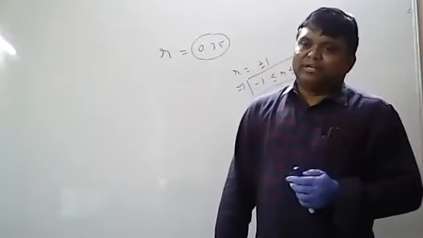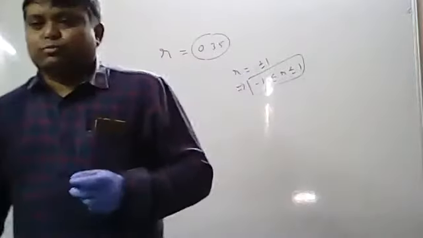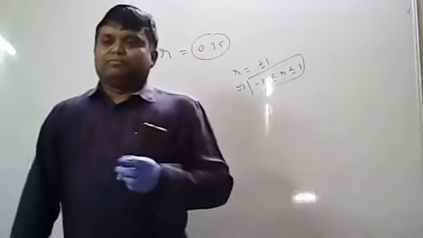Now property number 1 is completed. Proof is not required. Okay. Next, property number 2. Property number 2, proof is required. So write down the property.